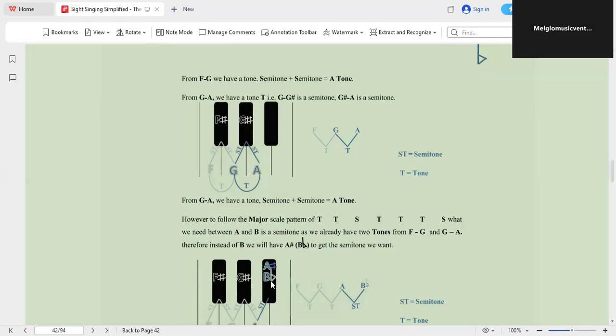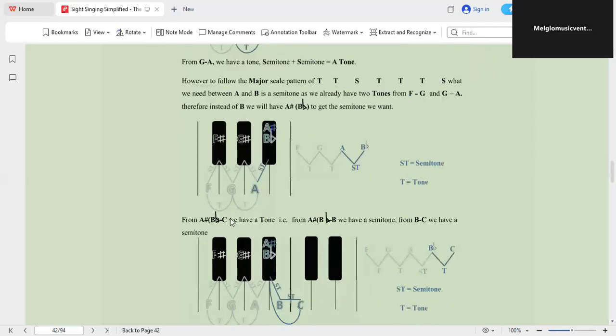So we are going to be using B flat to get the semitone we want, in order to make sure all the letters of the alphabet are represented, all the keys. Because if we use A sharp, we now have two A letters, omitting B. So we use B flat, which is the semitone that we need. So from B flat to C, we need a tone, but we have a semitone.